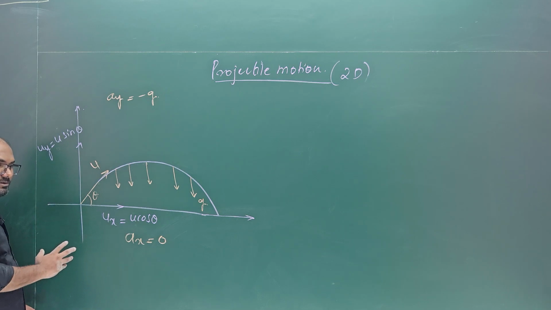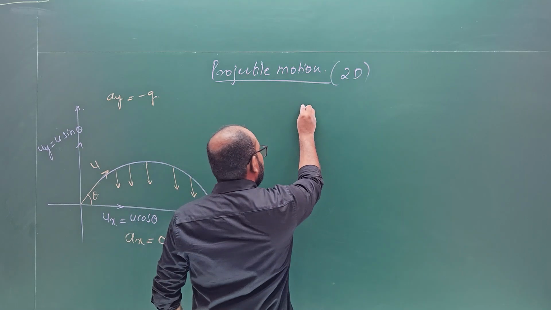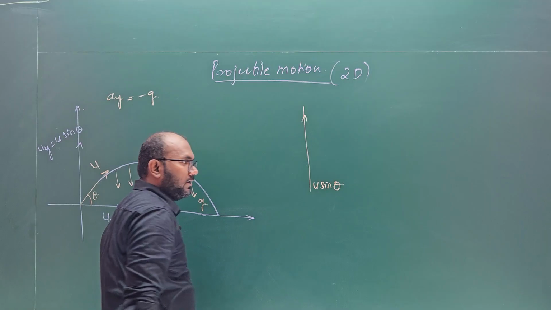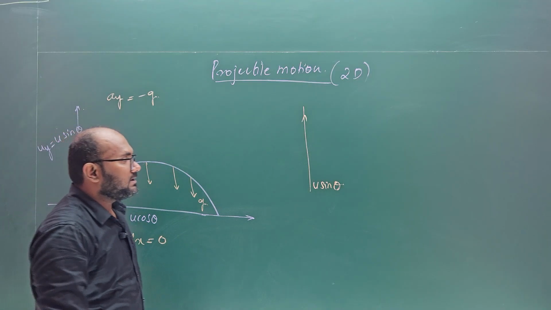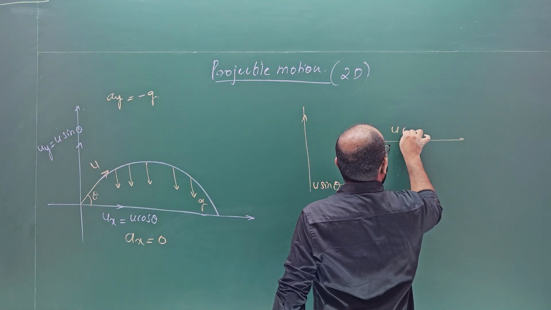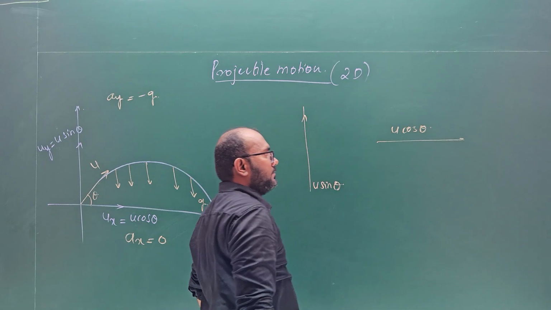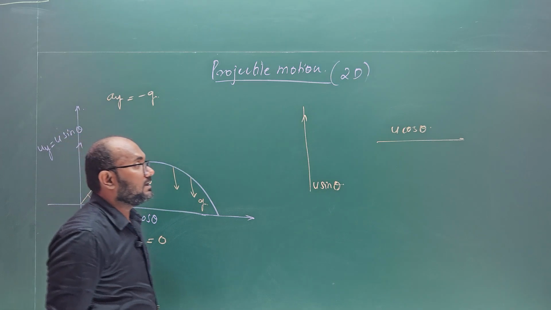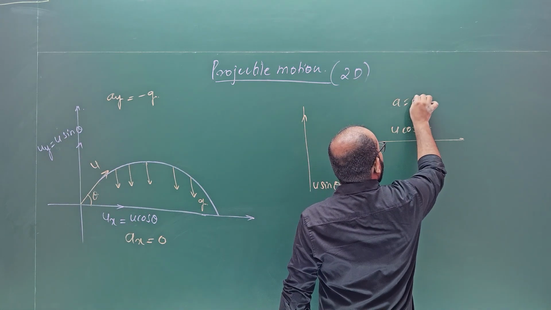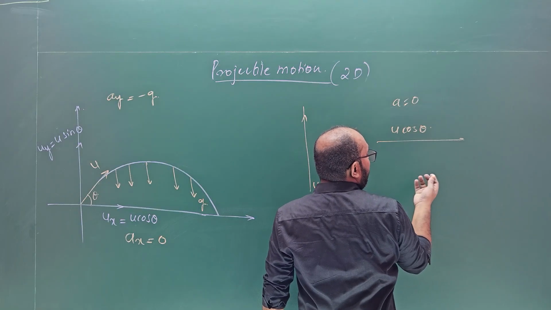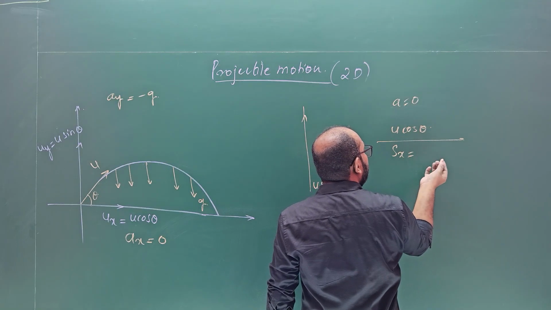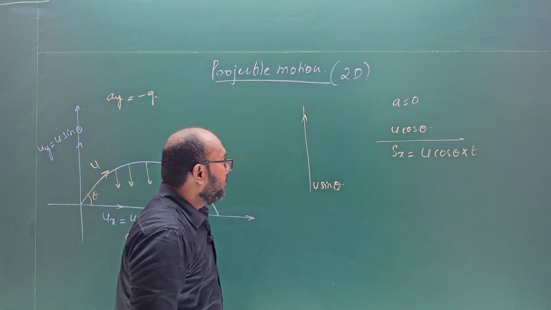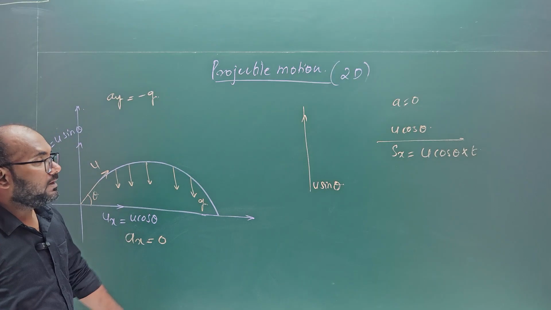Initially in the y-axis, if we talk separately, what is your initial velocity? That is u sin theta along the y-axis. And along the x-axis it is u cos theta. So velocity along the x-axis is constant. Why? Because acceleration here is 0. That means there will be no change in the velocity. And similarly, Sx can be calculated directly using u cos theta into t. Yes or no?